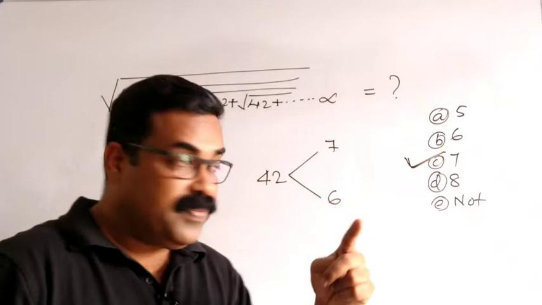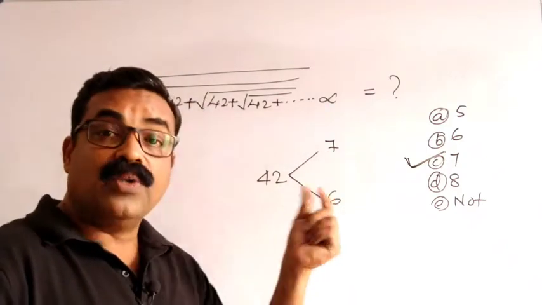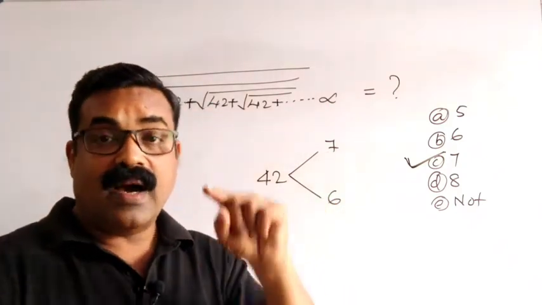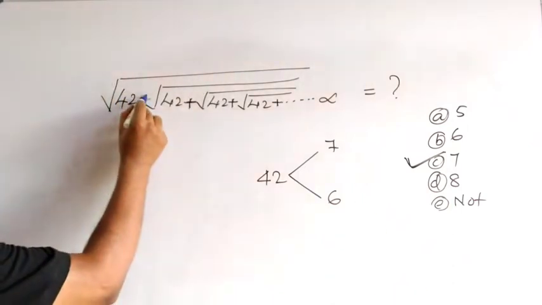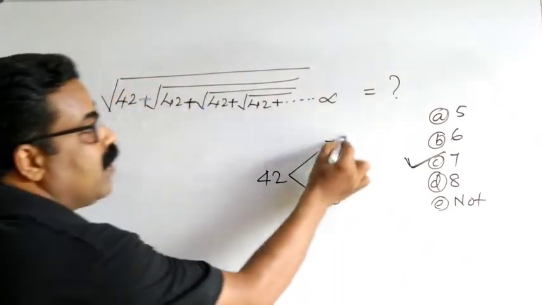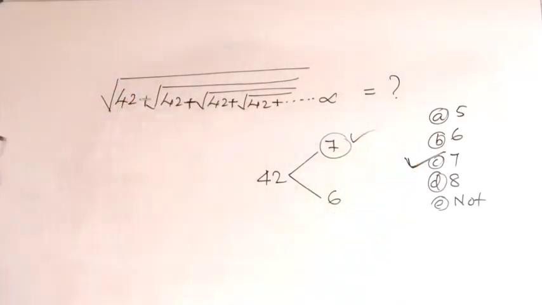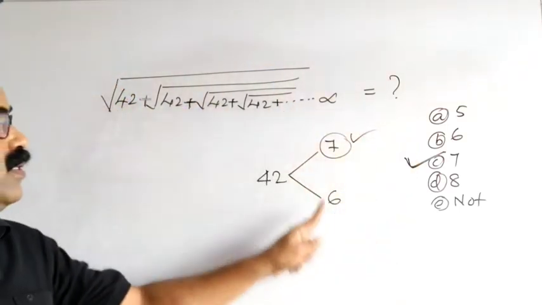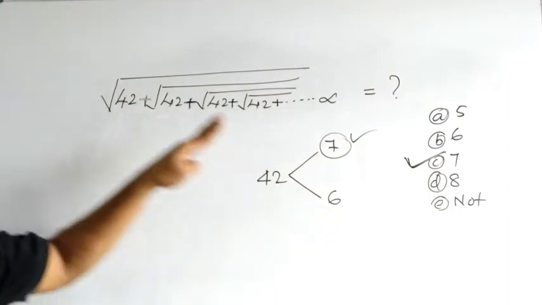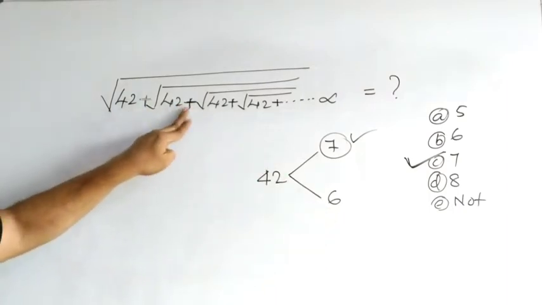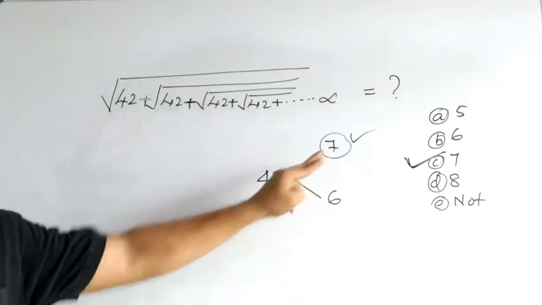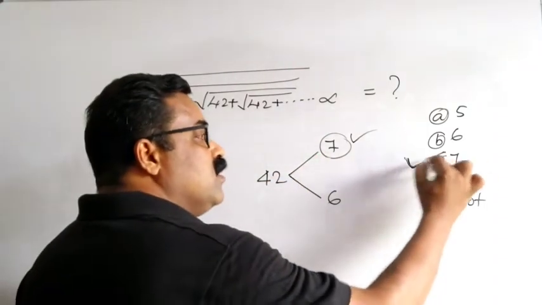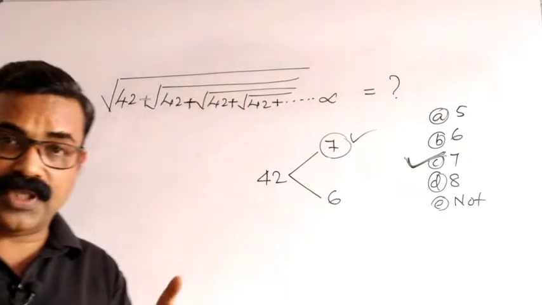And what is the second step? Take two factors whose difference is 1. And the third step is your answer. If a plus sign is given in the question, the bigger number is the answer. If a minus sign is given, the smaller number is the answer. Here, in this particular question, a plus sign is given. So the bigger number will be the answer, and accordingly you can mark 7 as the correct option.